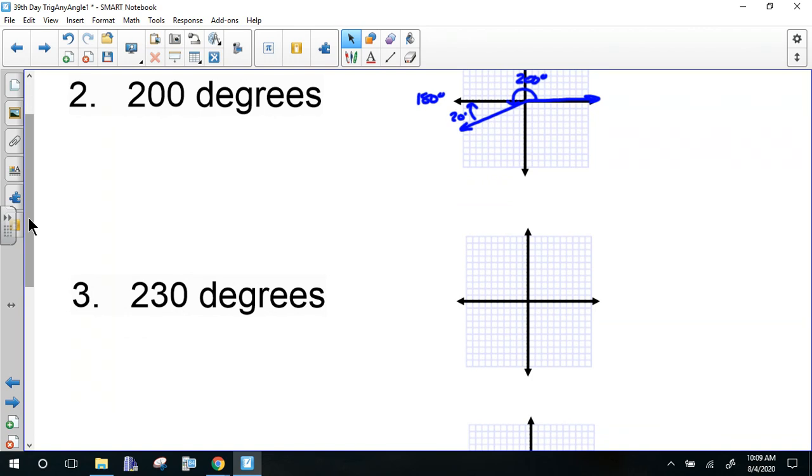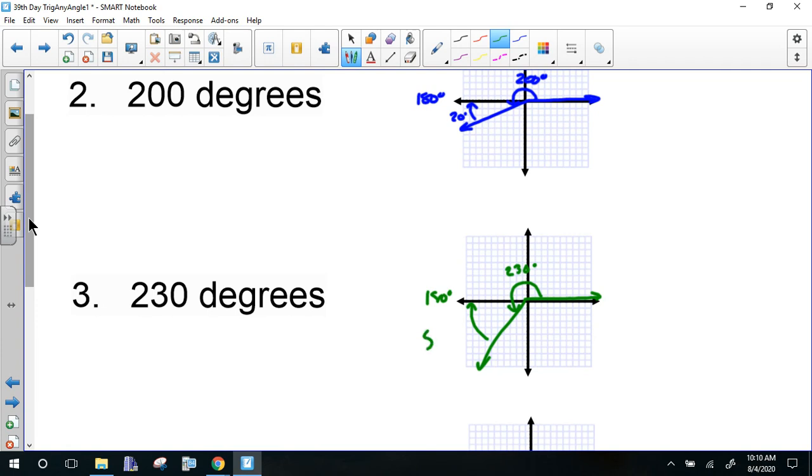230 degrees. If we draw a 230-degree angle, we're right about here roughly. So 230. How far are we from the closest x-axis? Well, if we go back to this axis, we were at 180. 230 minus 180 would be 50 degrees. So 50 degrees would be the reference angle.